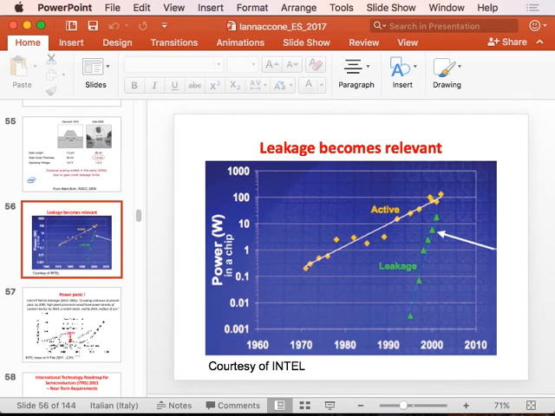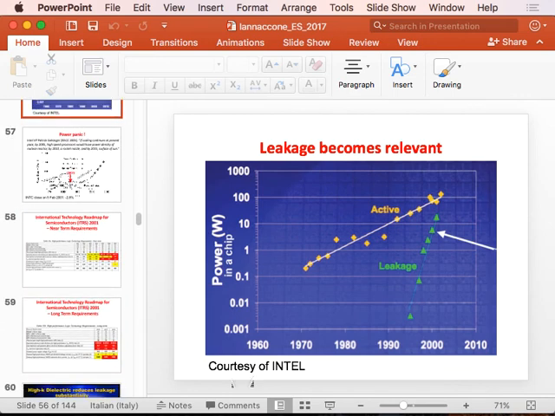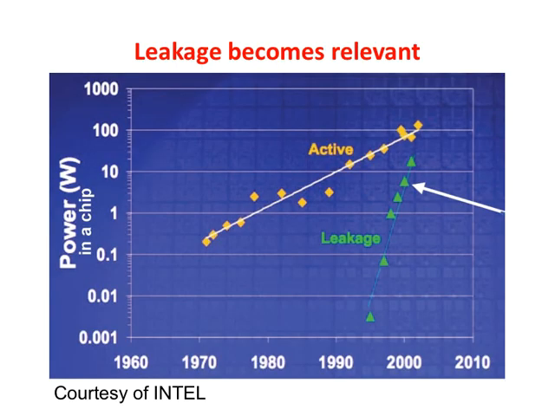Okay, so this quote is just an illustration of the points that I mentioned. First one, for Intel microprocessors, this is the active power consumption, which is the dynamic power consumption, and the leakage power consumption, which is the static power consumption. So active means dynamic power, and leakage means static power consumption.